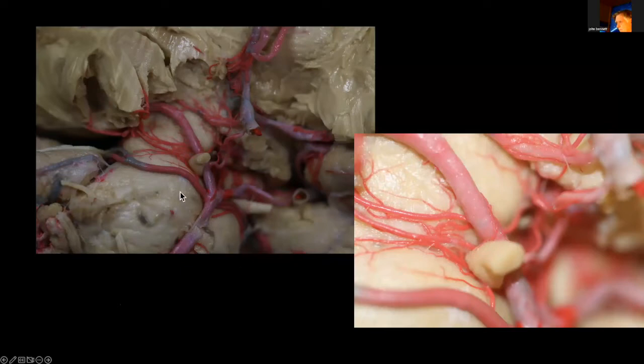Here we can see in this slide P1, the posterior communicating artery, which is hypoplastic. P2 is divided in two segments, P2 anterior and P2 posterior. And here we have the hippocampal artery.